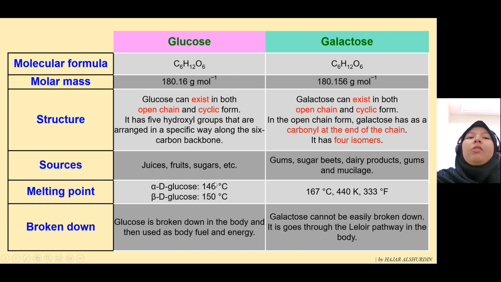The sources of this glucose are juices, fruit sugars, galactose, gum, sugar beets, dairy products, gums, and mucilage. So this is the melting point; the melting point is also different. Glucose is broken down in the body and then used as body fuel and energy. Meanwhile, galactose cannot be easily broken down.